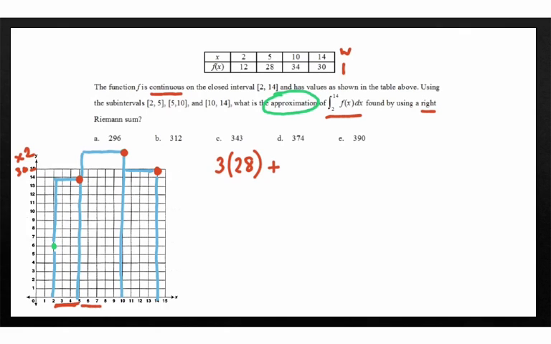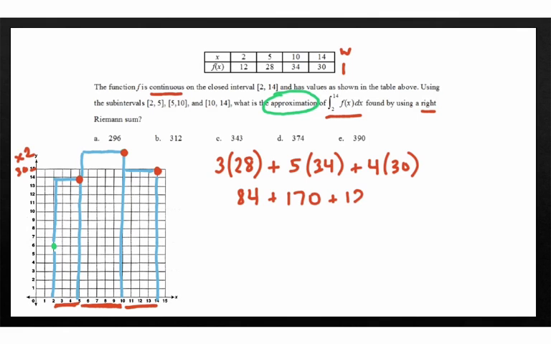The next rectangle goes from 5 to 10, so we have a width of 5. And remember, the right side determined the height, so the height is 34. And then for the last rectangle, we're going from 10 to 14. So that is a width of 4. And the right side decided that the height would be 30. So very simple. 3 rectangles. Here we go. So now we just have to do a little number crunching. So 3 times 28 is 84. 5 times 34 is 170. And 4 times 30 is 120.